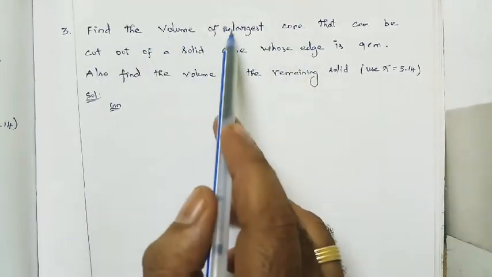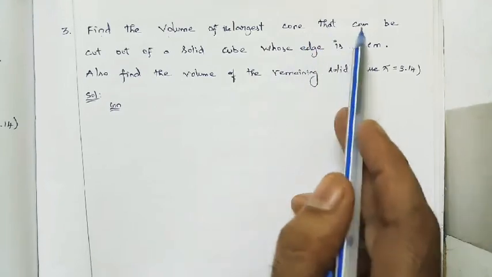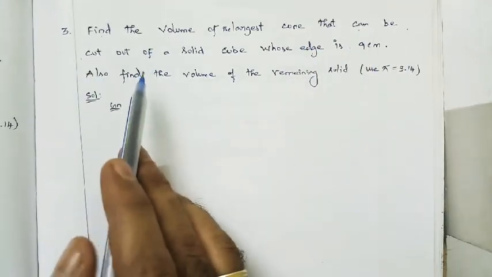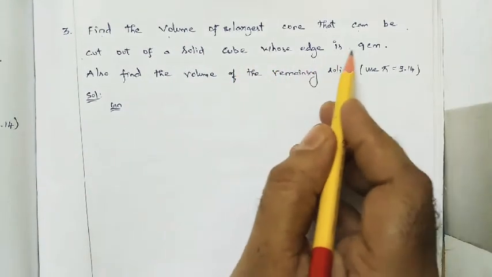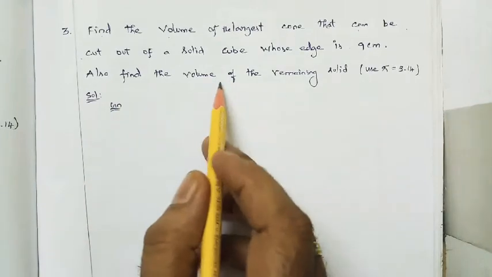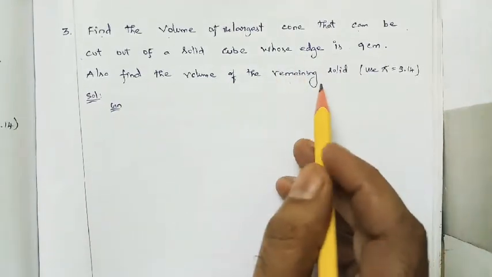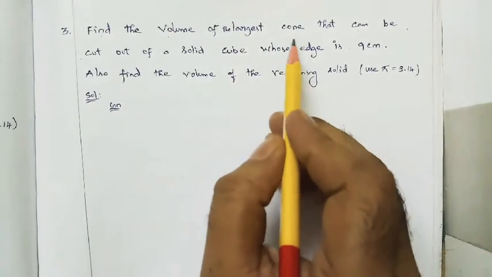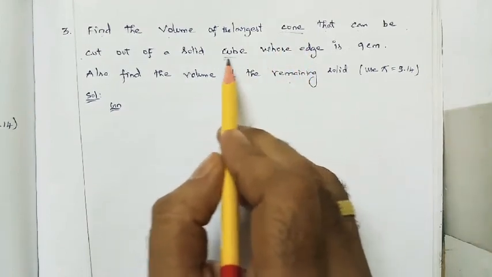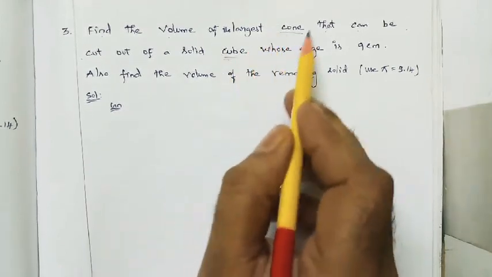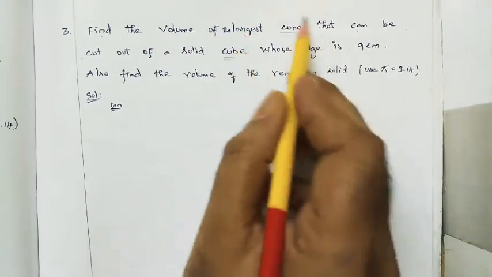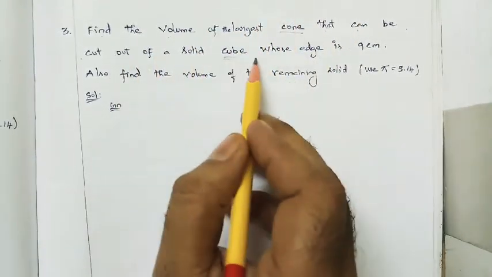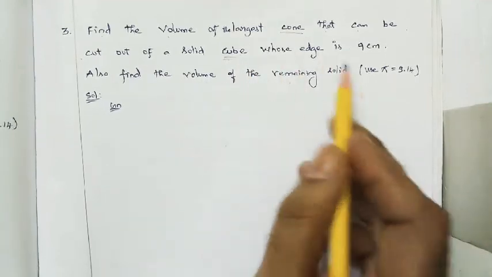Find the volume of the largest cone that can be cut out of a solid cube whose edge is 9 centimeter. Also find the volume of the remaining solid, right? See, they are talking about a cone and a cube. The largest cone is being cut out from the cube, right? We want to find the volume of the remaining solid.